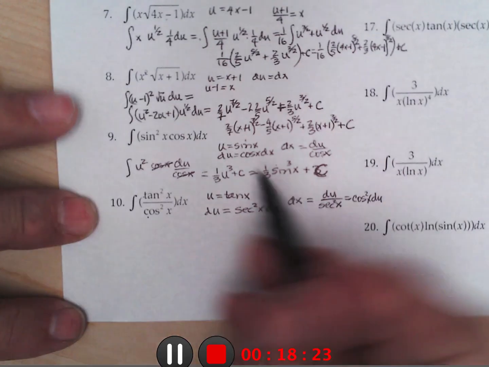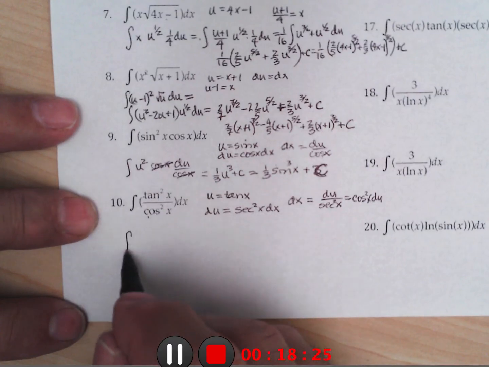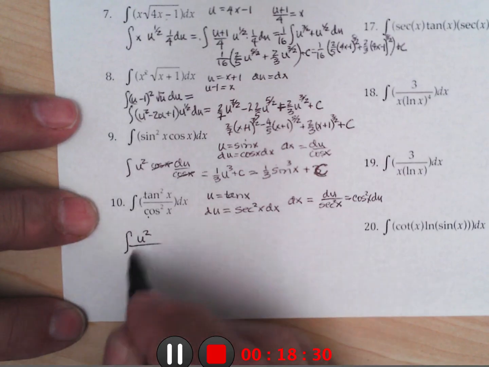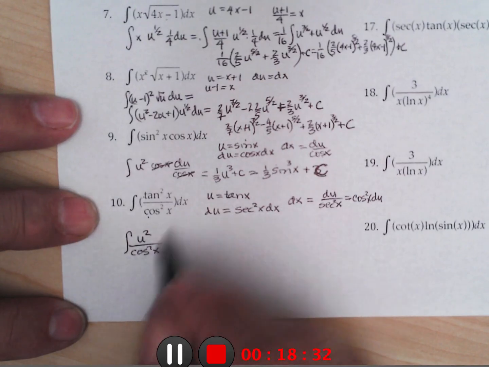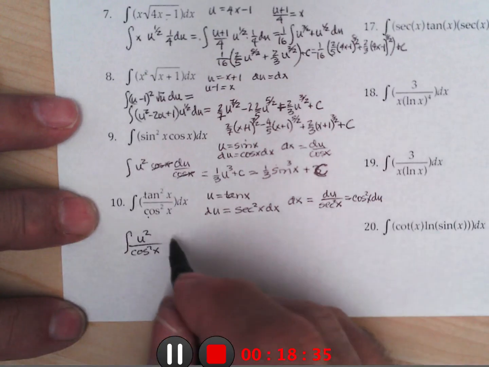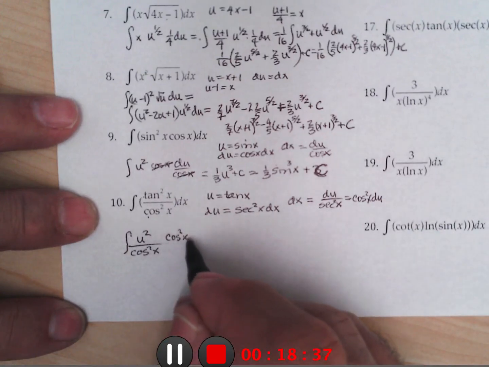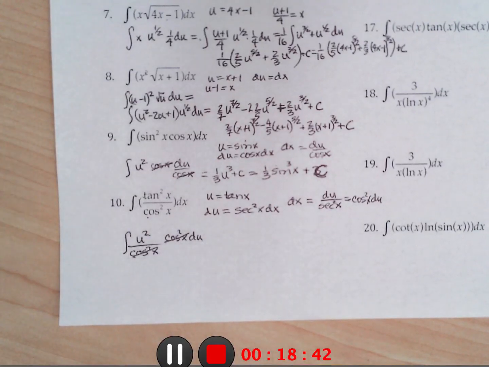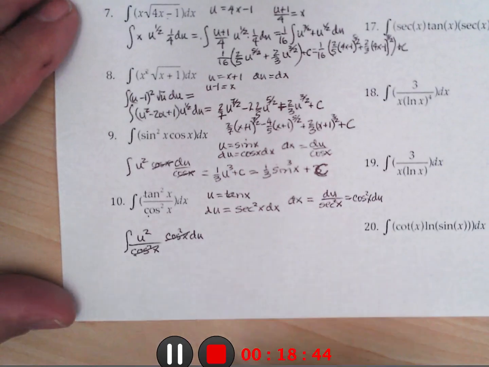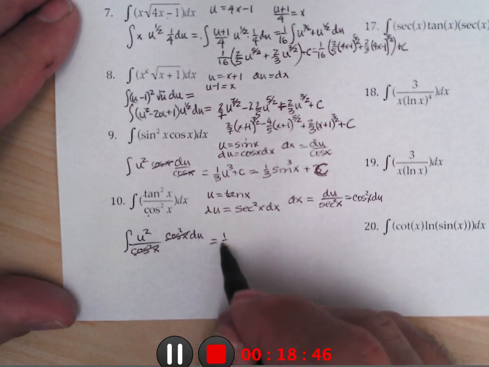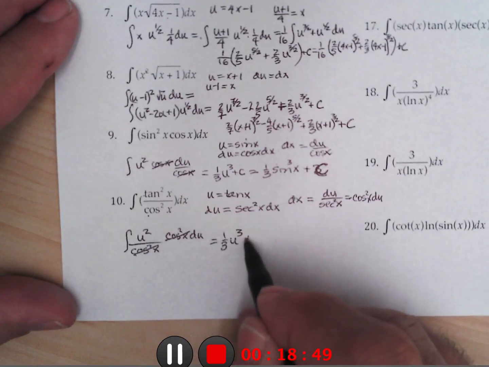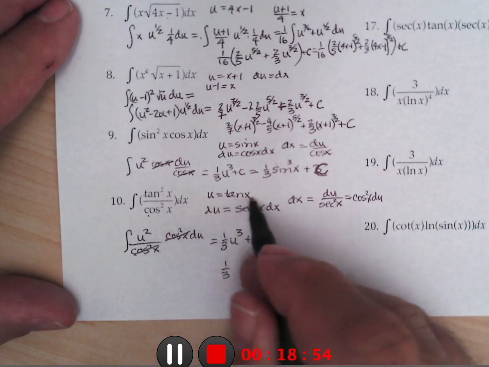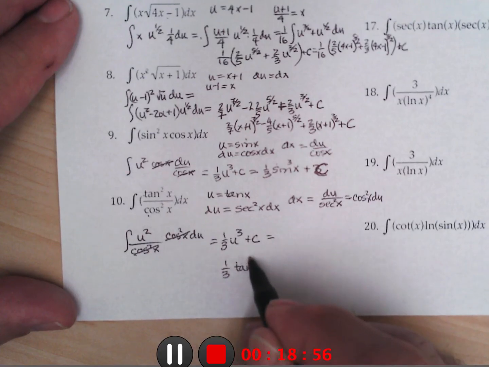So this would become the integral of tangent is u, so u squared over cosine squared x, and the dx is cosine squared x du. Fortunately, the cosines cancel, so I don't have any x's. Just have to integrate u squared, which is 1/3 u to the 3rd plus c. So it becomes 1/3 tangent to the 3rd of x plus c.